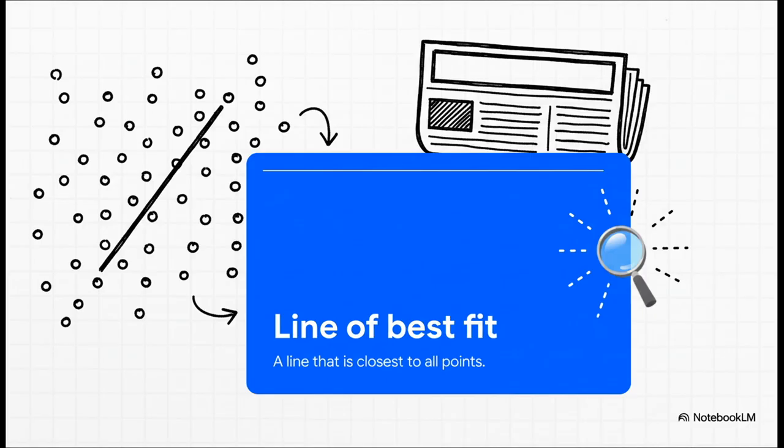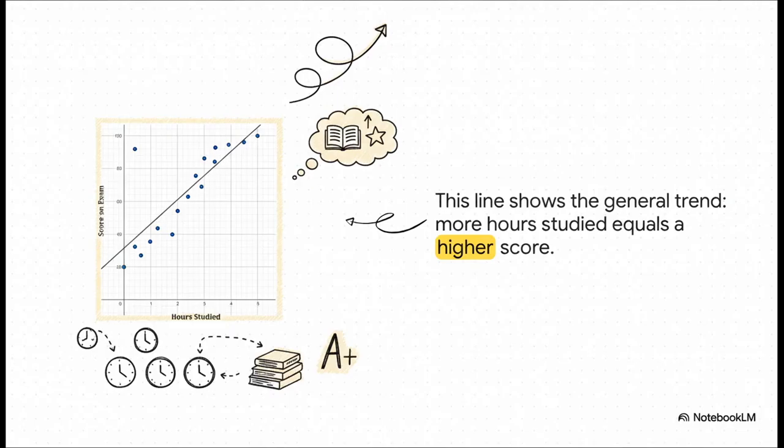Well, we use a really cool tool called the line of best fit. I love this analogy. Think of it as the story's headline. It's the one single line that we try to be as close as possible to all the dots. And here it is in action. Even though all those points are scattered around, this line of best fit instantly shows us the main story in the data. And that story is, generally speaking, the more hours a student studied, the higher their exam score was.